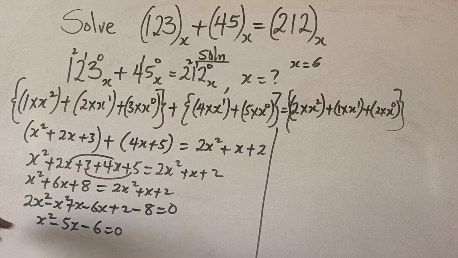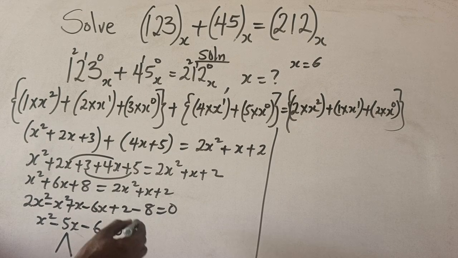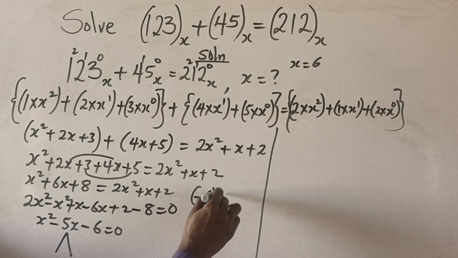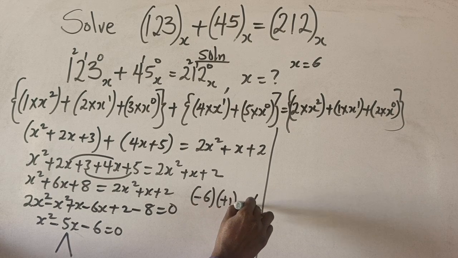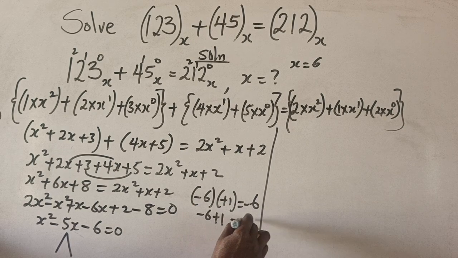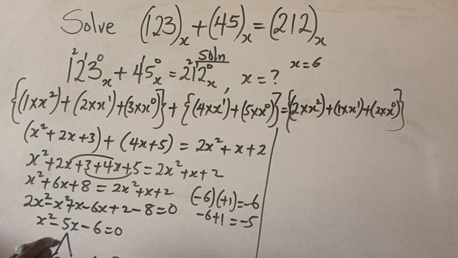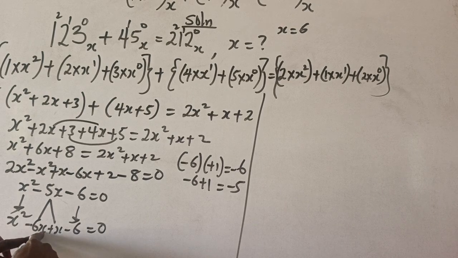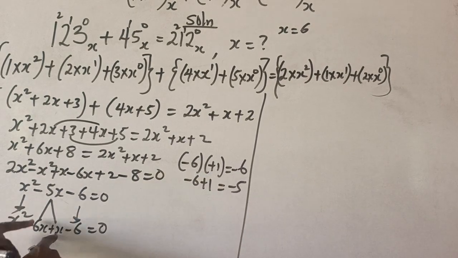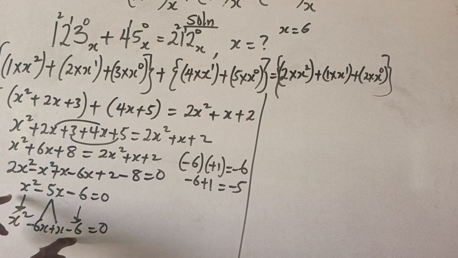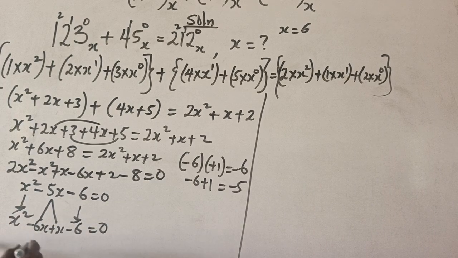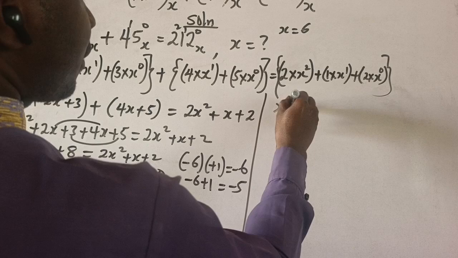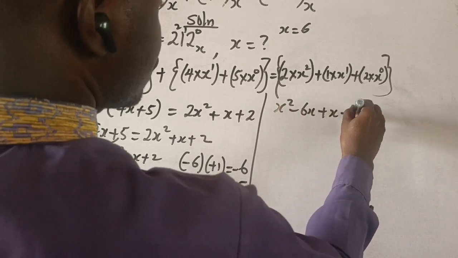Now, factorizing this, we are looking for 2 factors that we are using to replace this. So that is minus 6 times plus 1 will give us minus 6, and minus 6 plus 1 equals minus 5. Here we have x squared, minus 6x plus x, minus 6 equals 0. Then we bring these two terms down, minus 6x plus x equals minus 5x. Then we bring this down and we bring this also down. So we have x squared minus 6x plus x minus 6 equals 0.